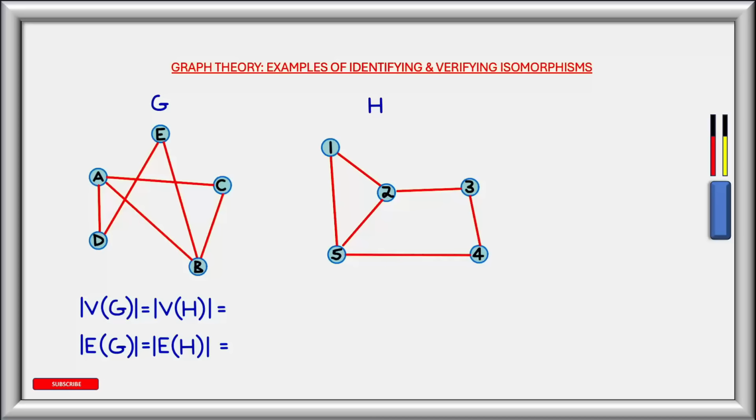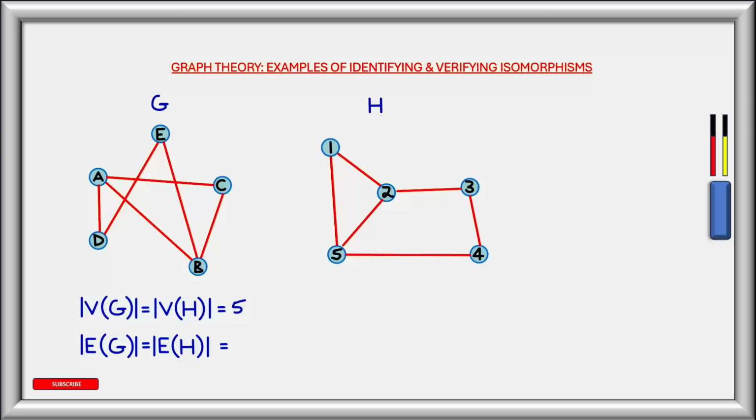So let's first check that the vertex count and then the edge count are the same in each of the graphs G and H. So the vertex count first. In graph G we have 1, 2, 3, 4, 5. And in graph H we have 1, 2, 3, 4, and 5. And so the vertex count in each graph is equal to 5 and therefore the same.